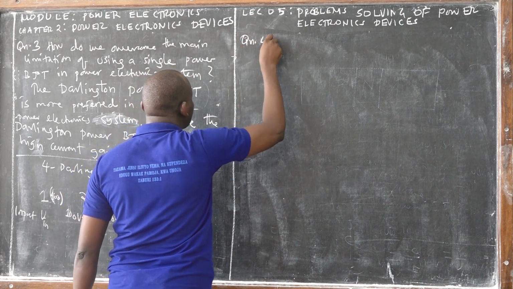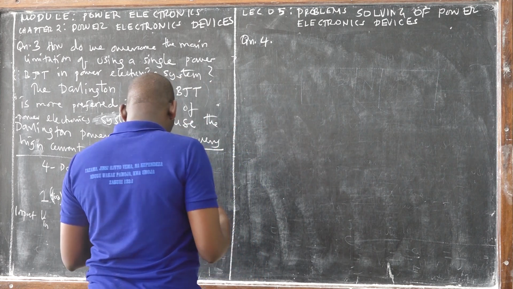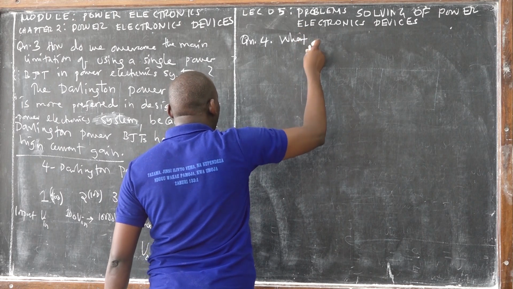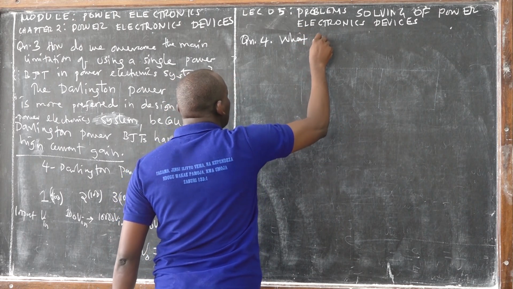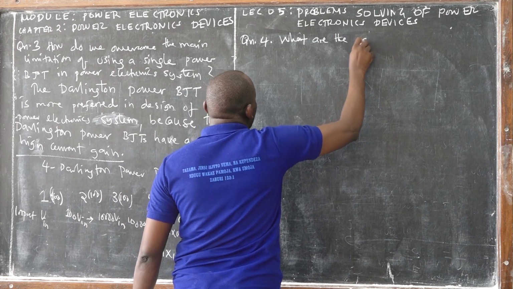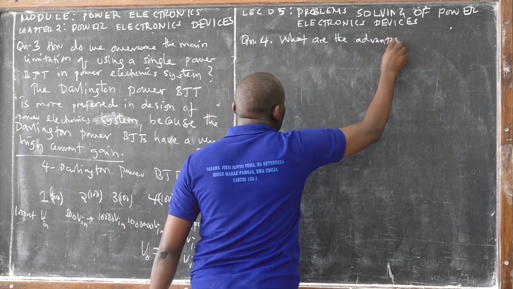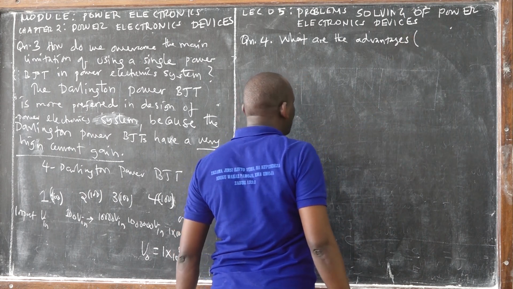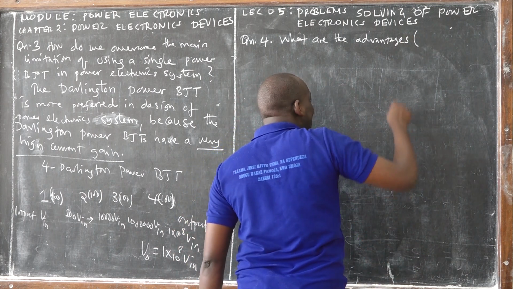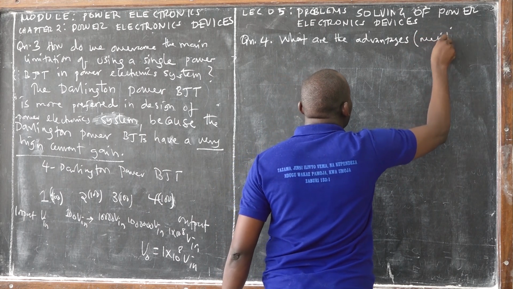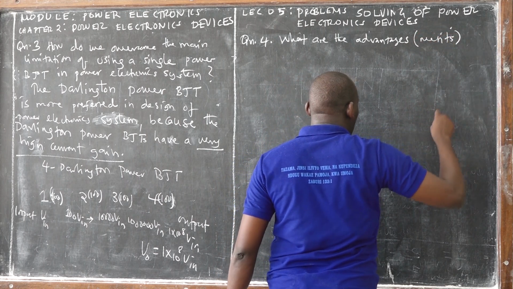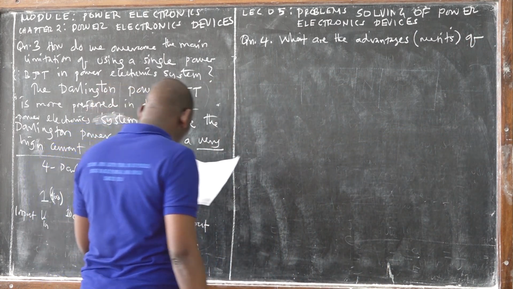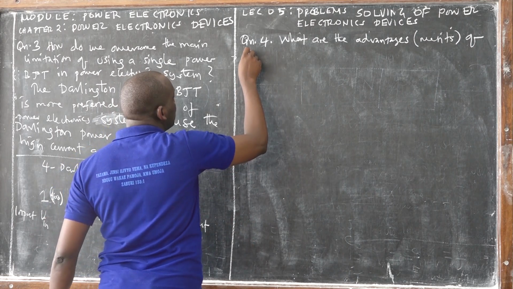Question 4. We say that you can be asked in power electronics devices, what are the advantages? Because we said that among all the transistors used in power electronics, the one leading with the most advantages and the most uses in power electronics is the MOSFET. So what are the advantages or merits of the power MOSFET as used in power electronics?